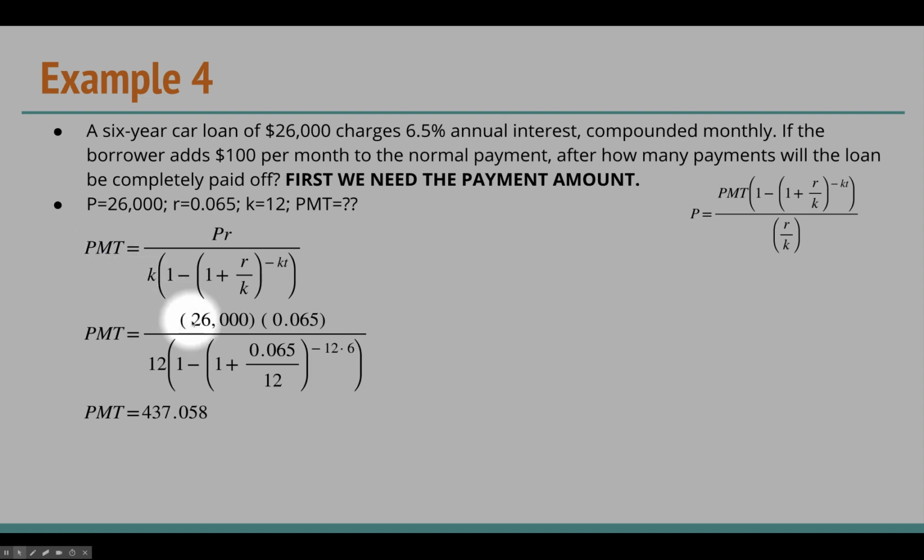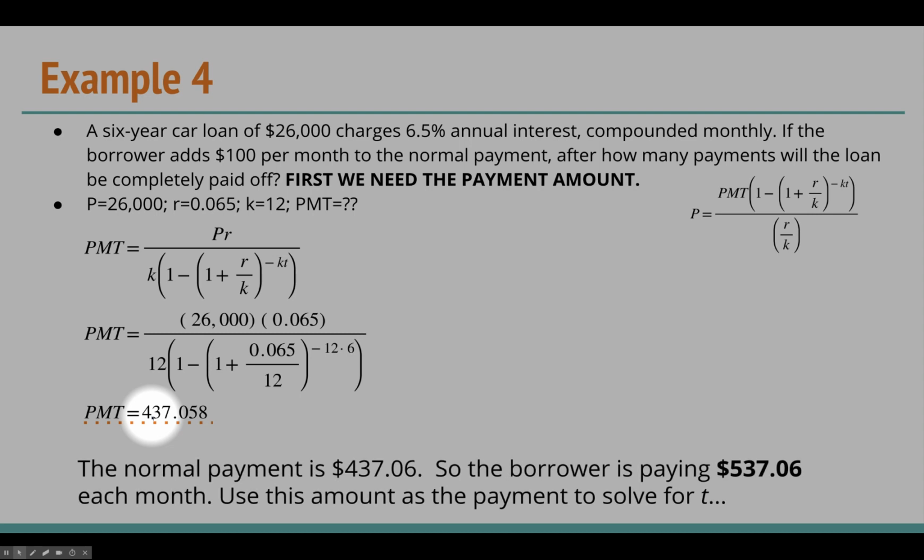So the original principal was $26,000, capital P is this. We multiply that by the rate, which is 0.065. That's the numerator. And then in the denominator, we have this thing here, K times this big quantity. K is 12 because we have monthly payments. And then we fill in the rest. And then using a nice calculator, we get the payment of $437 and about 6 cents.